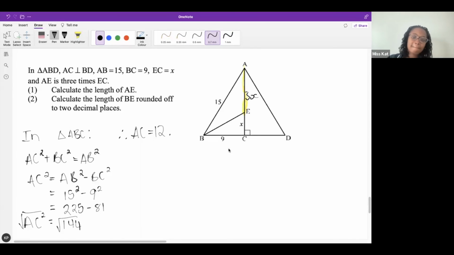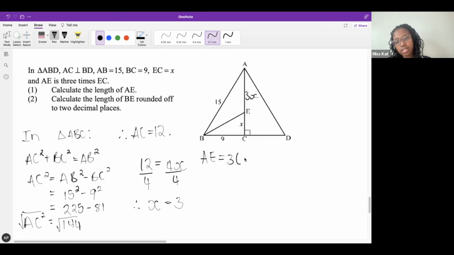You divide 12 by 3. Be careful. Do we divide it by 3? Think about it carefully. Remember, AE is 3x, but EC is another x. So 12 is equal to 4x. Then you divide by 4. Therefore, x is 3. And then you substitute it back into AE. AE is 3x, which is 3 times 3, which is 9. There we go.